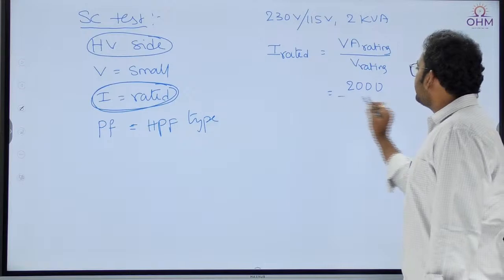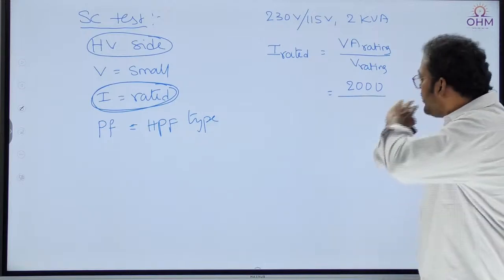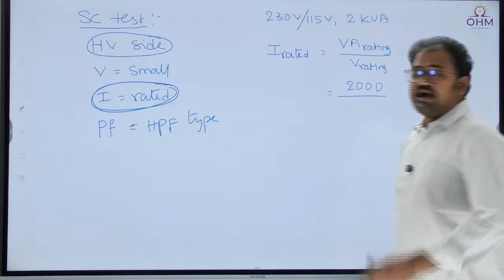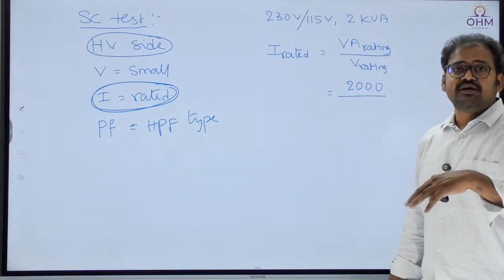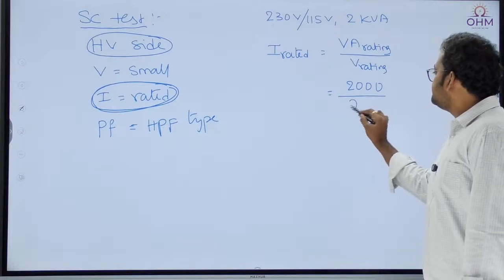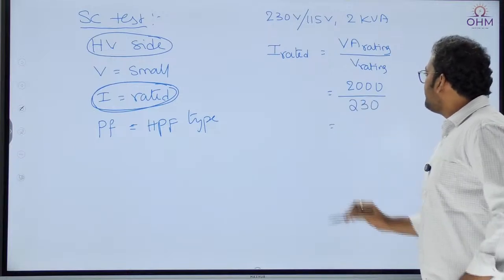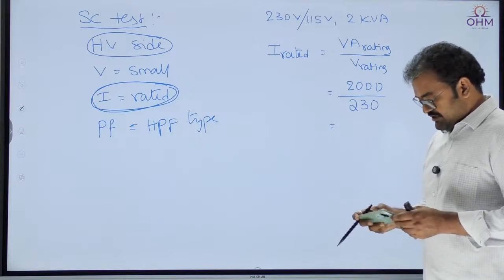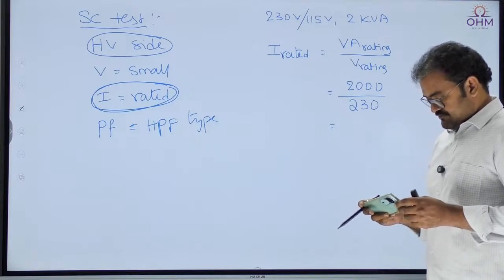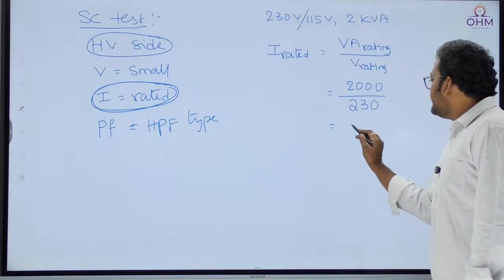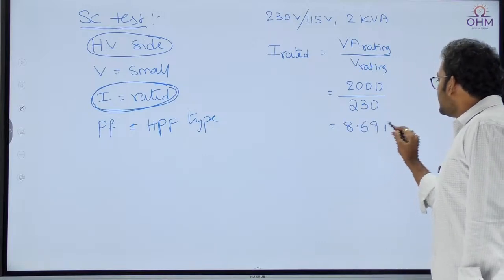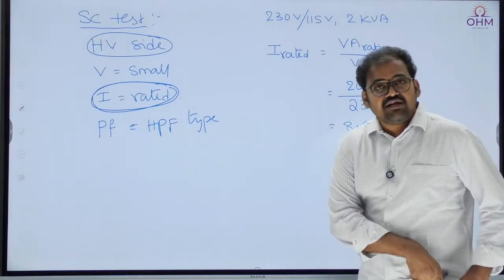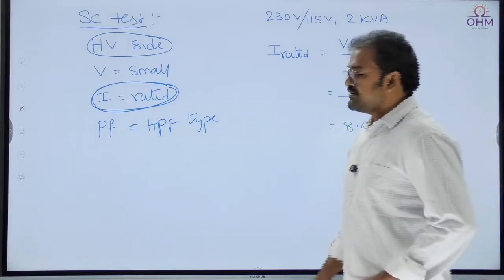What is the VA rating of the transformer? 2 kVA, that is 2000 divided by what is the rated voltage? I must use 230 or 115. 230, why? Because I have to calculate rated current referred to HV side. Now if I complete this calculation, 2000 by 230, yes, 8.69 ampere. That means what? The wattmeter should be able to withstand at least 8.69 ampere.